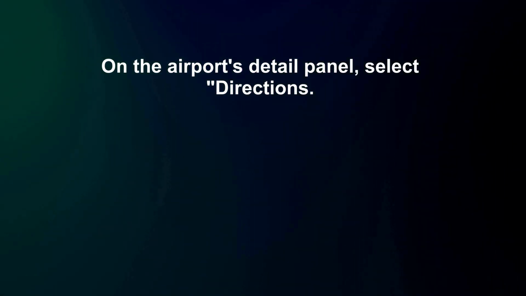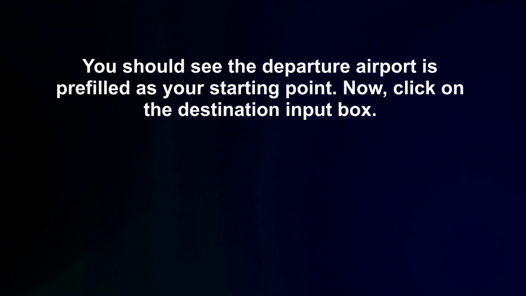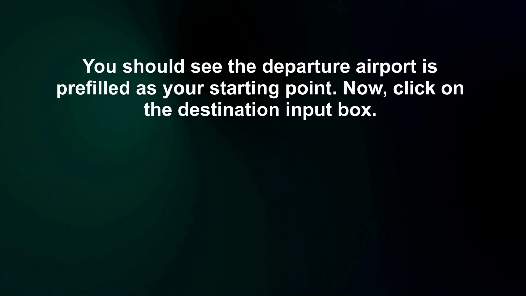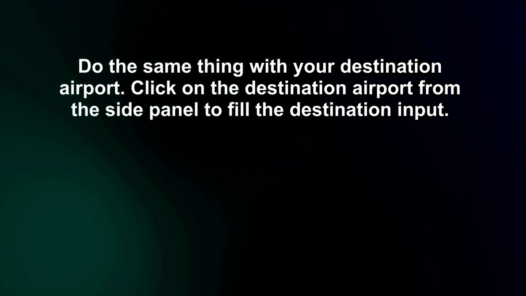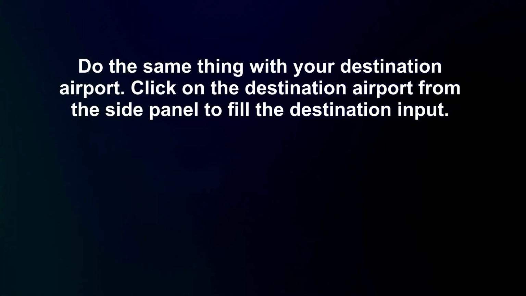On the airport's detail panel, select directions. You should see the departure airport is pre-filled as your starting point. Now, click on the destination input box. Do the same thing with your destination airport. Click on the destination airport from the side panel to fill the destination input.